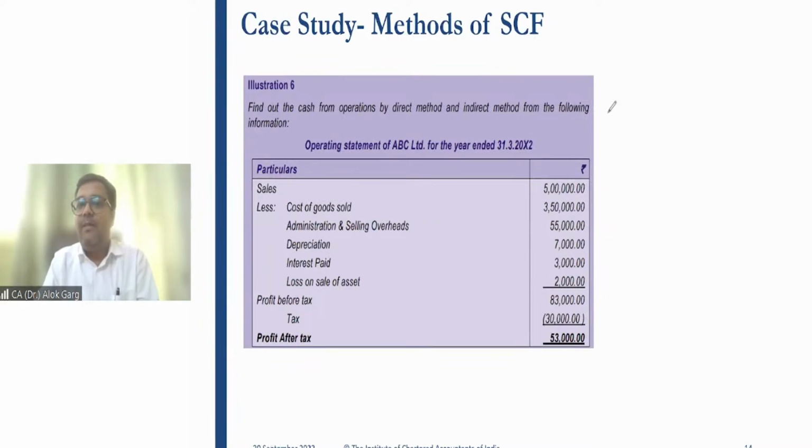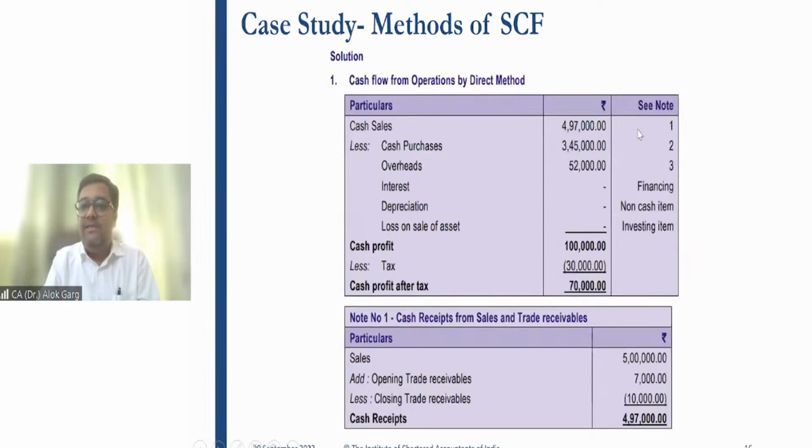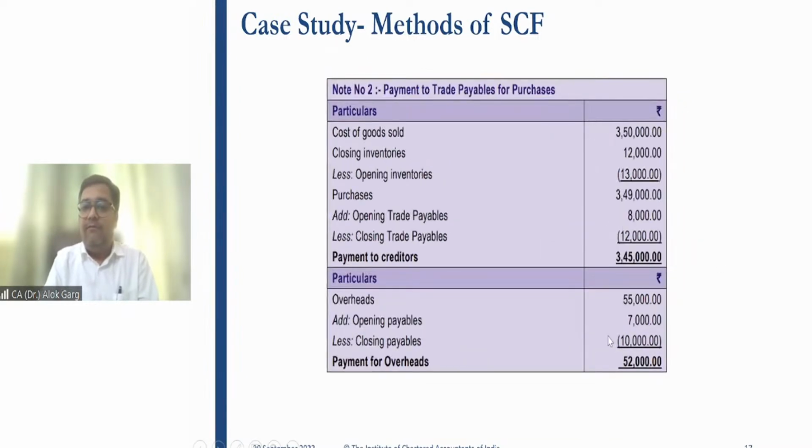What does it mean? It means 55,000 I have incurred as an expense during the year. I have taken services of 55,000. 7,000 was my opening liability. In total, I am supposed to pay 62,000. But still, 10,000 is outstanding. So net I have paid 52,000, right? So this is what I have actually paid.